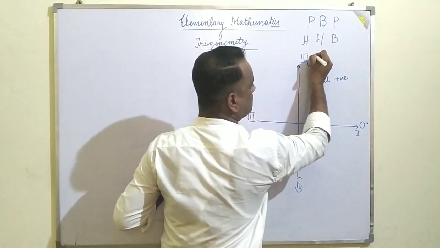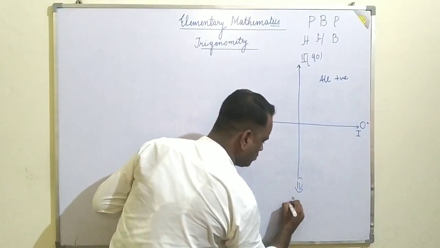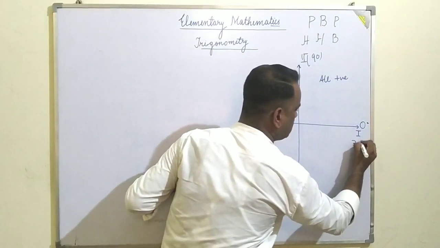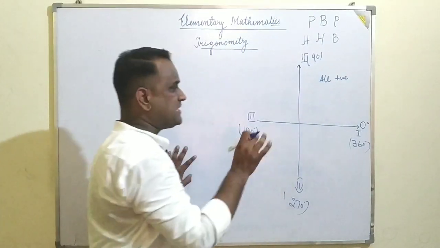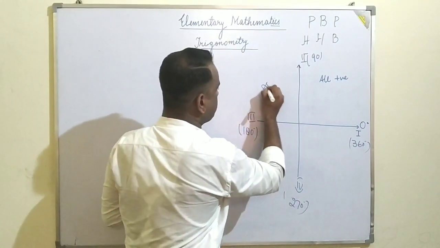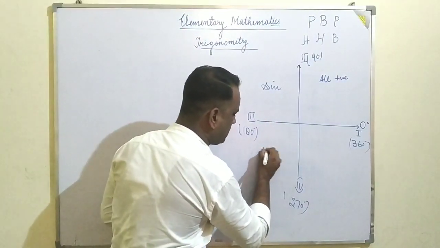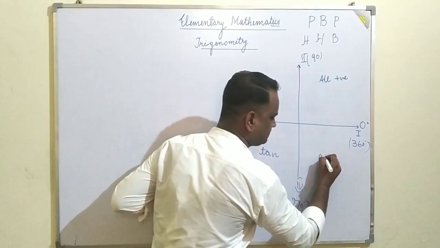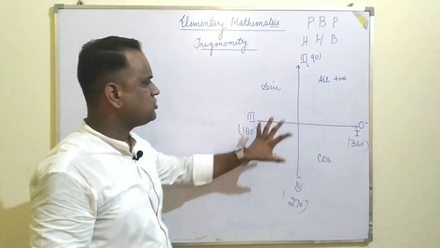Here it is 90 degrees, this is 180, and this is 270, and when it reaches again it becomes 360. So in the first quadrant all the trigonometric functions are positive. In the second quadrant only sine is positive. Here only tan is positive, and the rest are negative. And here, cos is positive. So here I have mentioned each and everything.